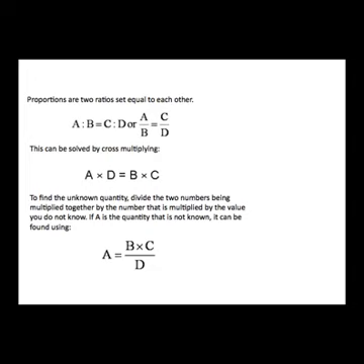So if A is the quantity that's not known, it can be found using A equals B times C divided by D. Take a look at the formula above that. You'll notice, because we're multiplying A times D, we have to divide B times C by D. What you do to one side of the equation, you must do to the other.